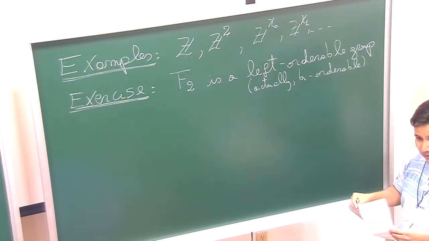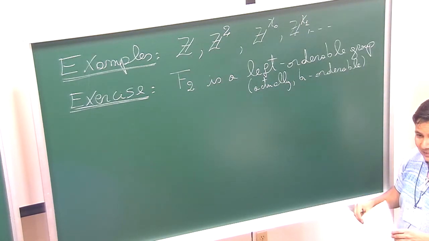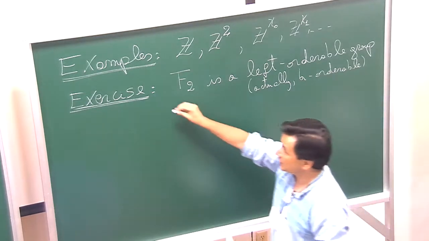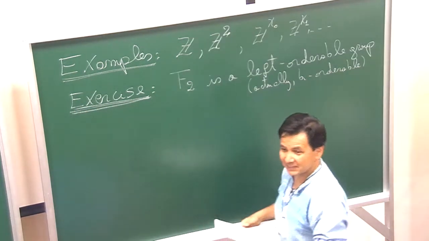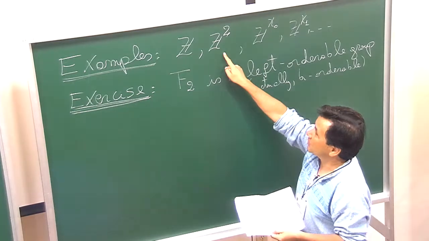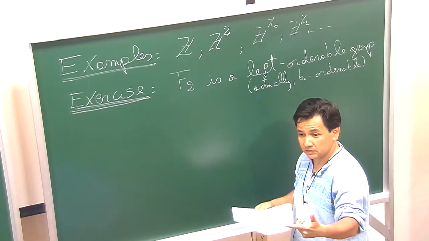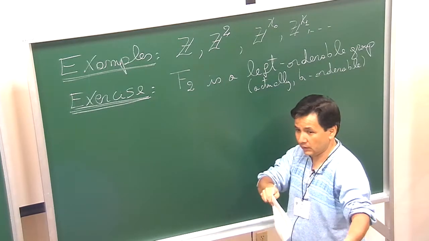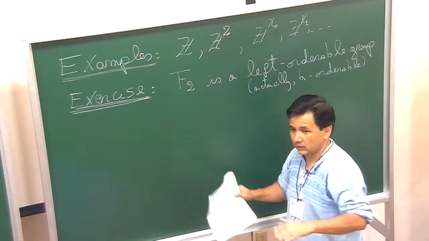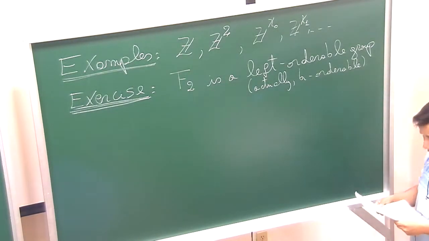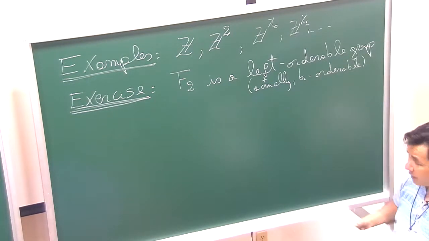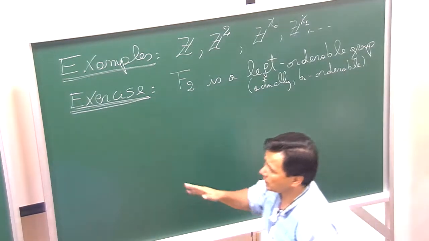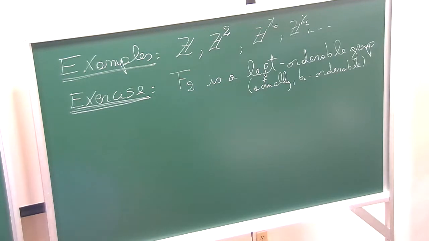So what's an example of one left order on Z^2? It's an exercise. On Z^2, you take the lexicographic order, okay? You compare on the first entry, and if they are equal, then you pass to the second entry. And this is a total order on Z^2, and this is bi-invariant.